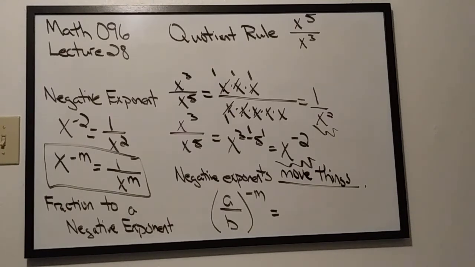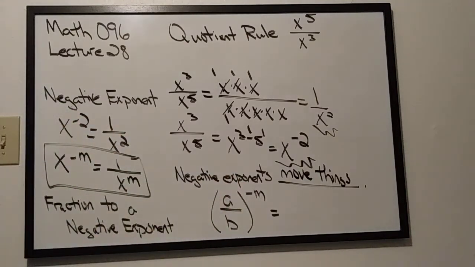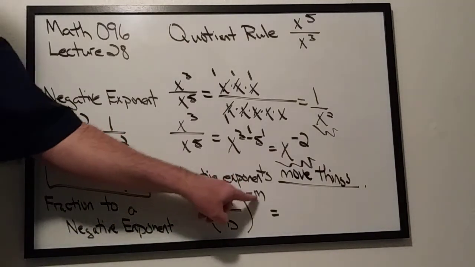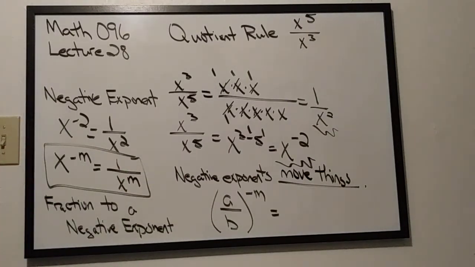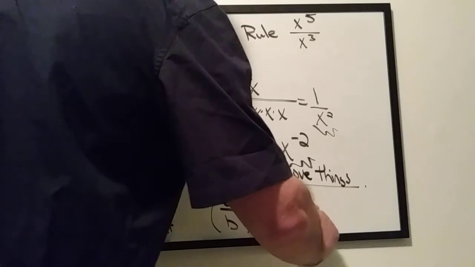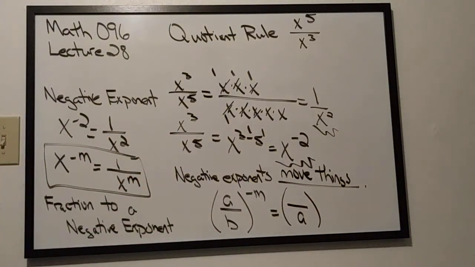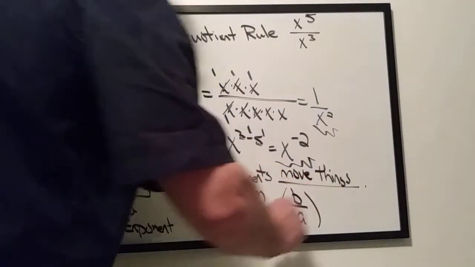So with that in mind then, let's go ahead and check out our last rule, the fraction to a negative exponent rule. We have a divided by b to the negative m power. Well, this negative power is going to move things. So the a in the numerator is going to get moved into the denominator by this negative power. So we're going to have an a down in the denominator. And this b in the denominator is going to get moved up into the numerator by that negative power. So we're going to have a b up here.